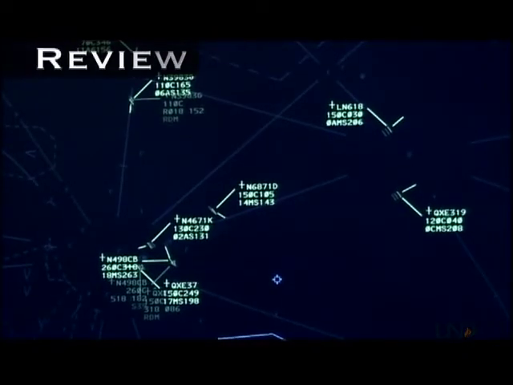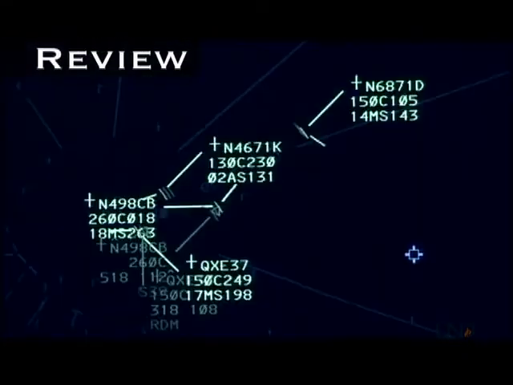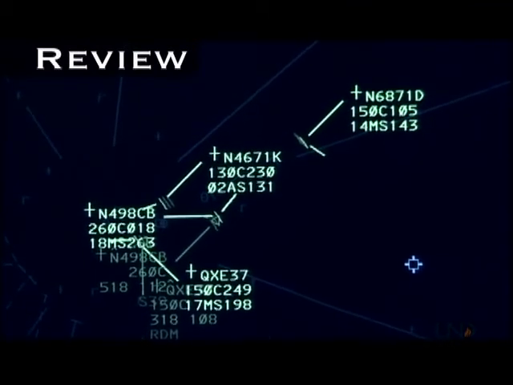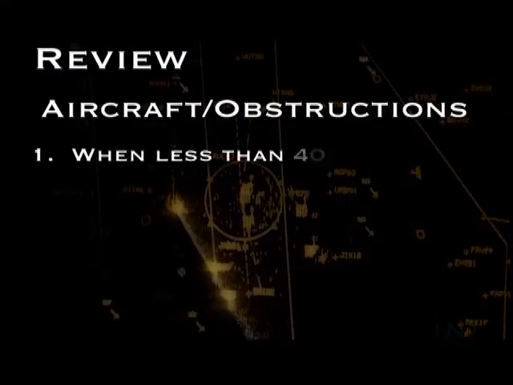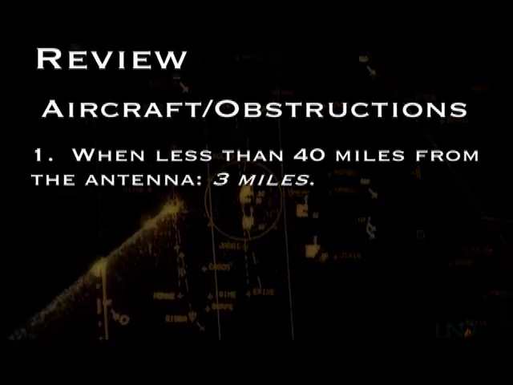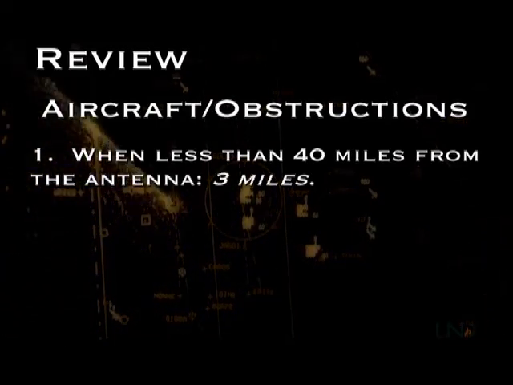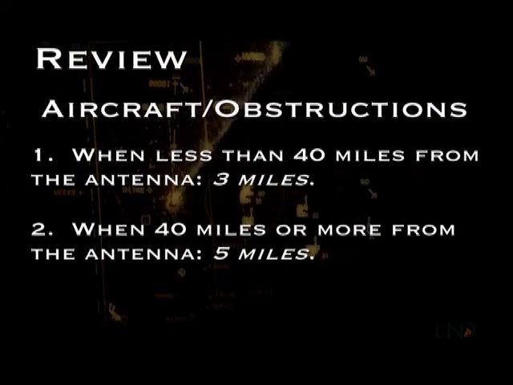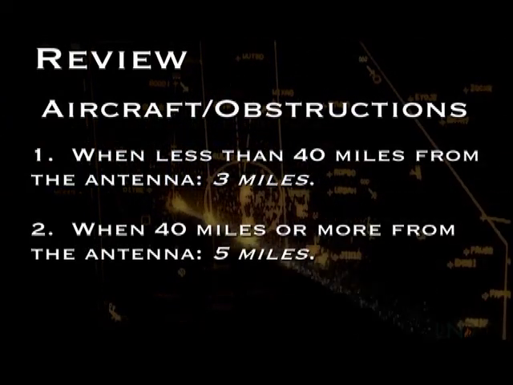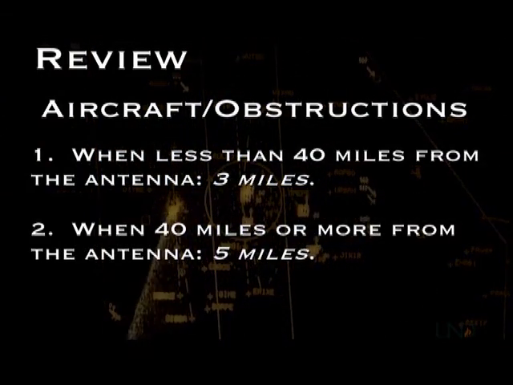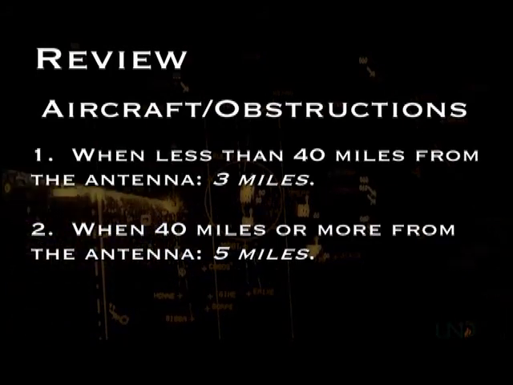Now for a quick review. Separation must be applied between aircraft that are radar identified and which are operating under instrument flight rules, and is measured from the centers of primary and digitized targets and from the ends of beacon control slashes. If less than 40 miles from the radar antenna, targets must be kept at least 3 miles apart at all times. If they are 40 miles or greater from the antenna, then they must be kept at least 5 miles apart. The same distances apply when separating aircraft from obstructions.